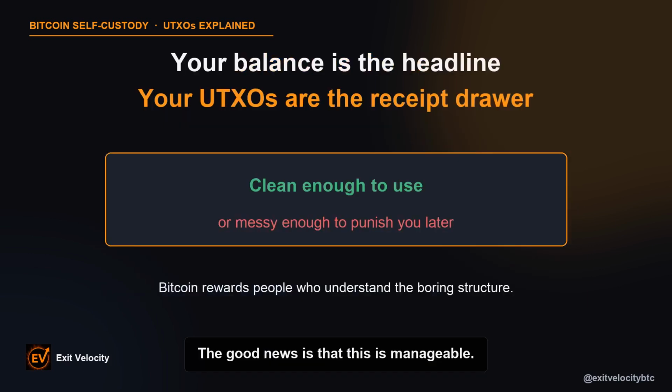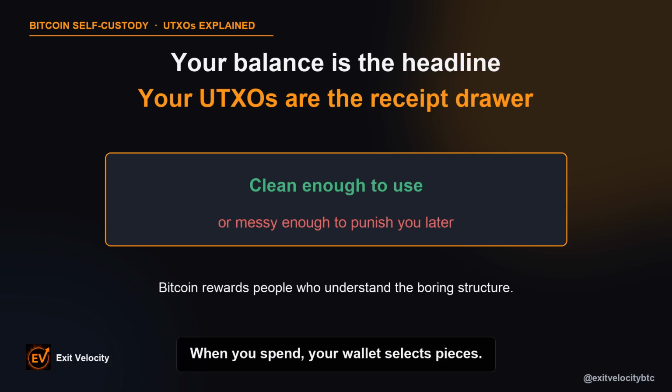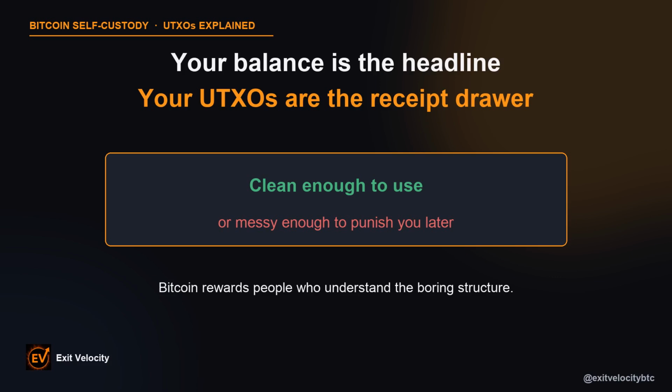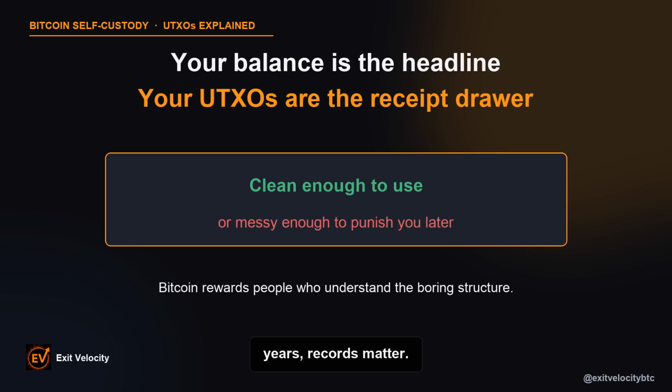The good news is that this is manageable. You do not need to memorize every technical detail. You need the mental model. Your wallet balance is not one blob. It is a set of pieces. When you spend, your wallet selects pieces. When the pieces are too small or too numerous, fees can hurt. When you combine pieces, privacy can change. When you move pieces across exchanges, wallets, and years, records matter. That is the whole idea.